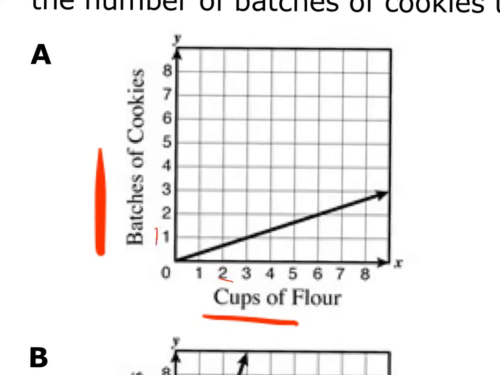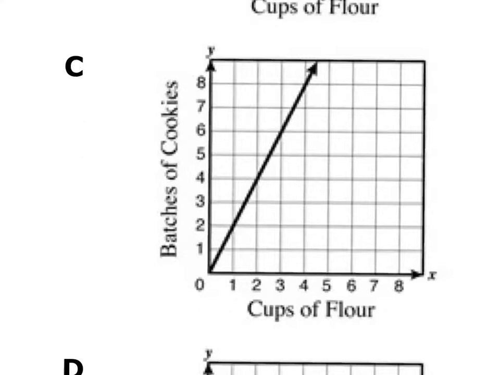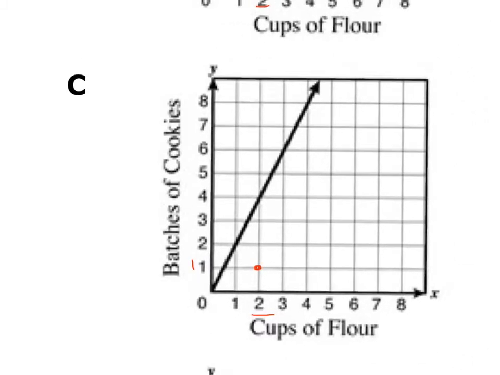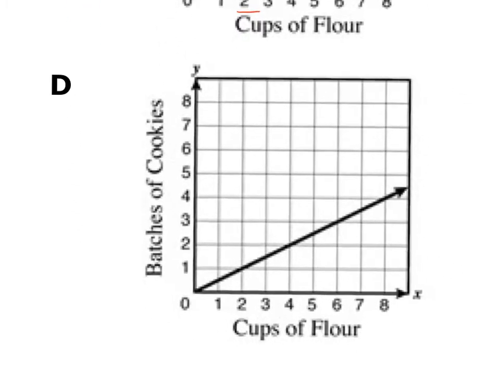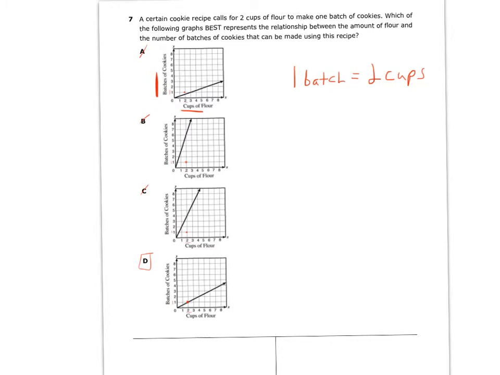2 cups, 1 batch, puts me right there. Is that what they gave us? No. It was close, but not quite. Alright, B. We have 2 cups, 1 batch, not even close. C. 2 cups, 1 batch, not even close. Last one. 2 cups, 1 batch. That's dead on. So D is our answer. So those shouldn't be too difficult because you're literally just taking the information they give you and looking at the graph. Those should be pretty simple.